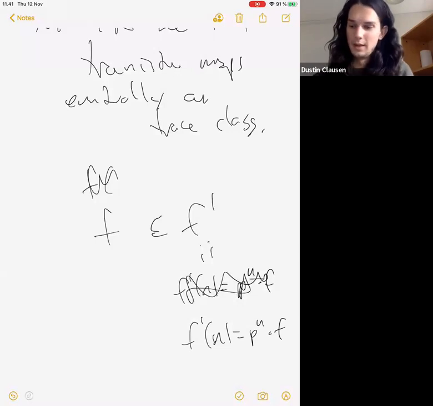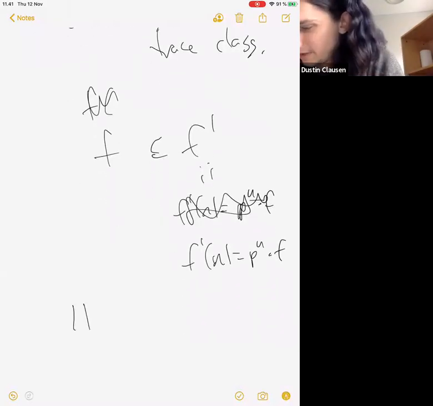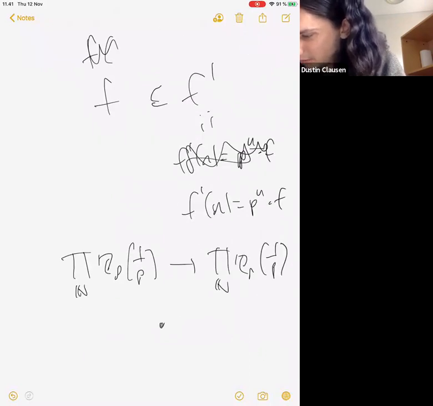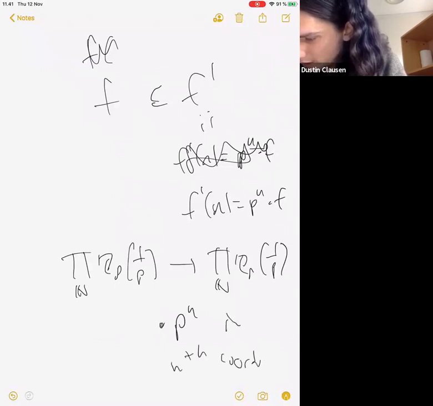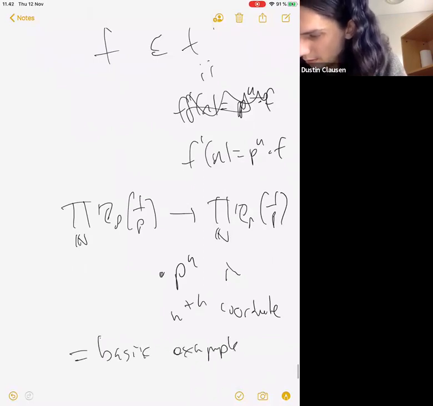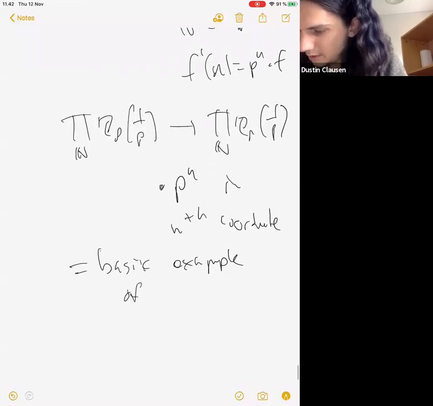And then what you're seeing is the basic example: product over n of copies of Zp[1/p], mapping to product over n of copies of Zp[1/p], given by multiplication by p to the n in the nth coordinate. And this is a basic example of a compact operator, or a trace class operator.